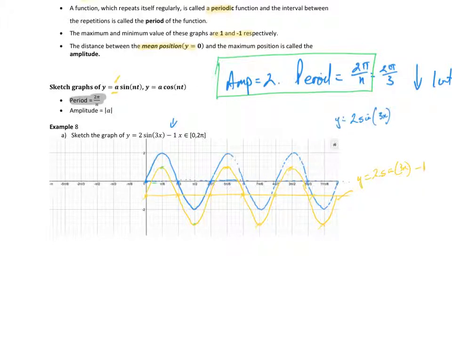We should label endpoints whenever we do these graphs. So this endpoint here is going to be at the point (2 pi, -1), and this endpoint there is at the point (0, -1). All right, so there's our standard graph.